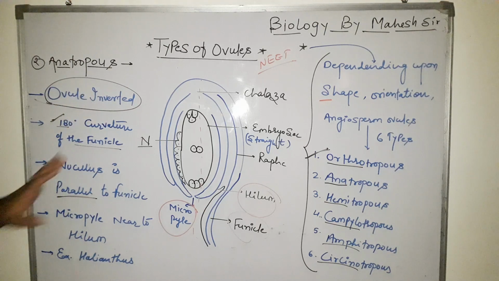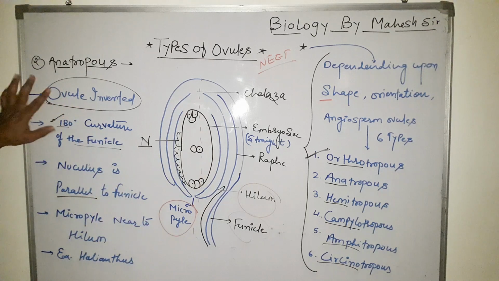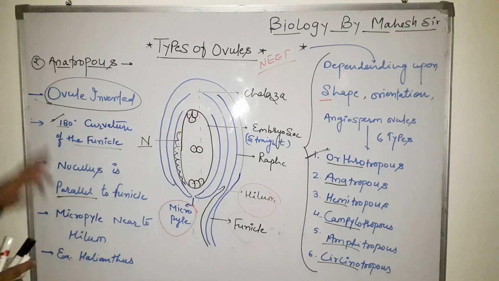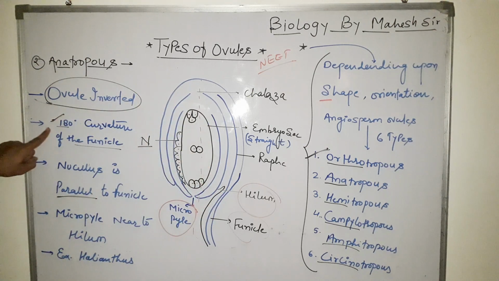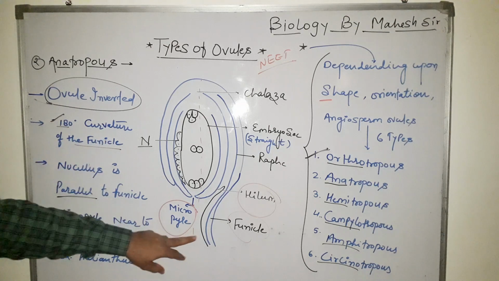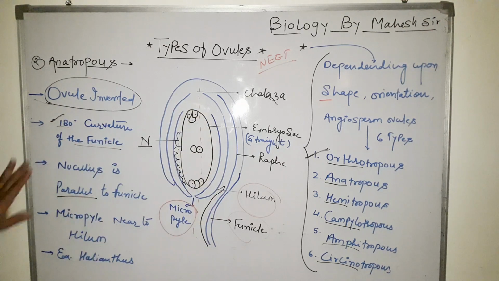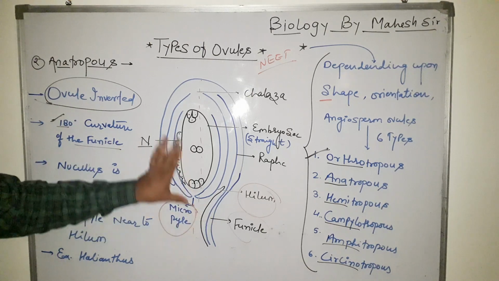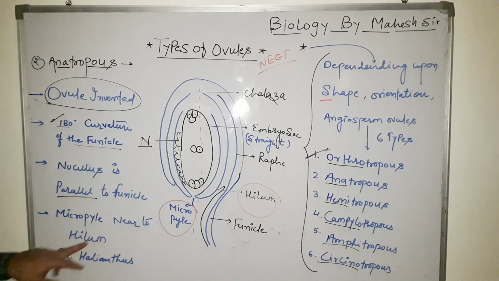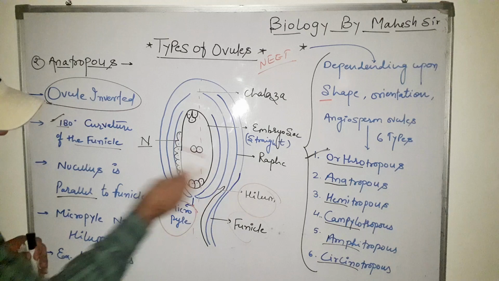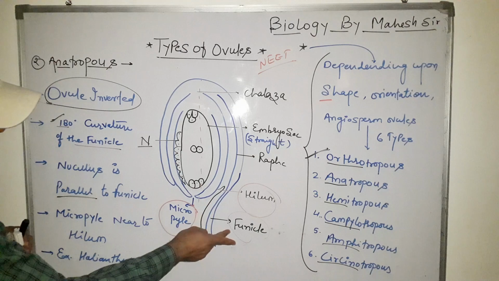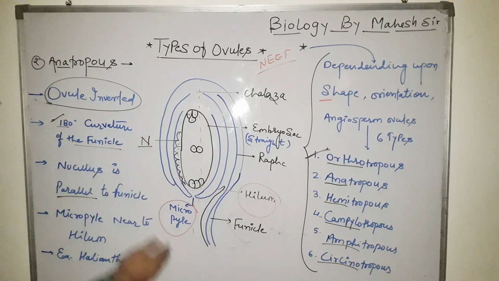Again, repeat: this is the diagram of the anatropous ovule, in which the ovule is completely inverted. In the first case it was straight, but in this case it is inverted. Second, 180-degree curvature of the funicle. Third, the nucellus is parallel to the funicle. Next, the micropyle is near to the hilum. Then the embryo sac is straight, and the funicle and chalaza are in the same longitudinal line. So these are the characteristics of the anatropous ovule.